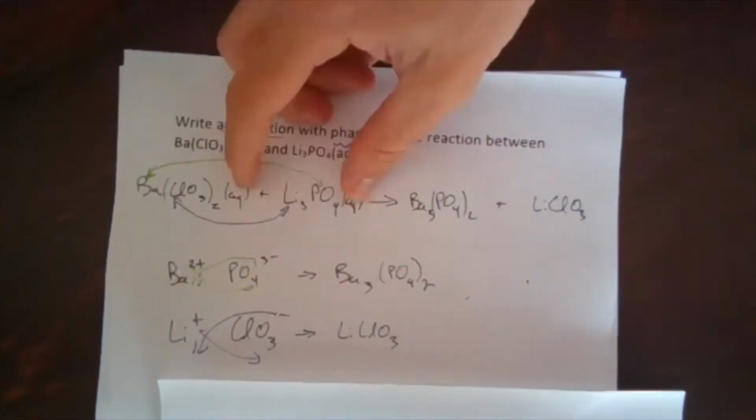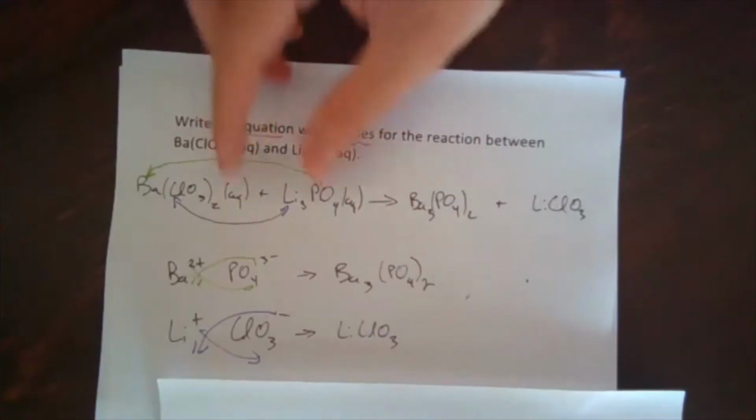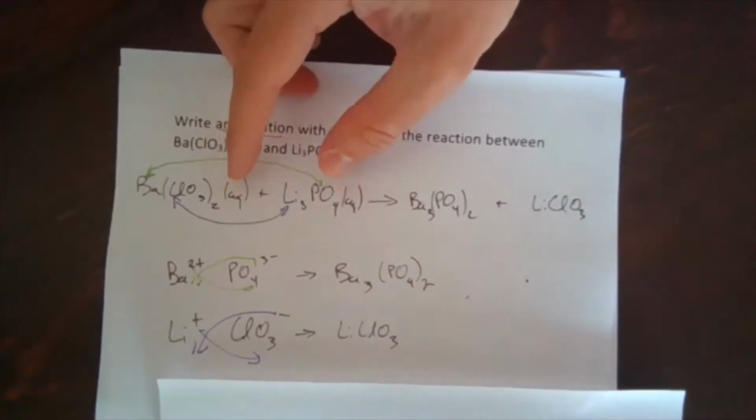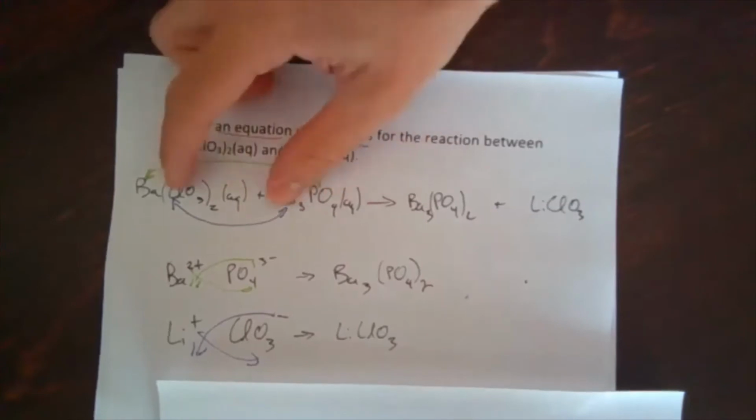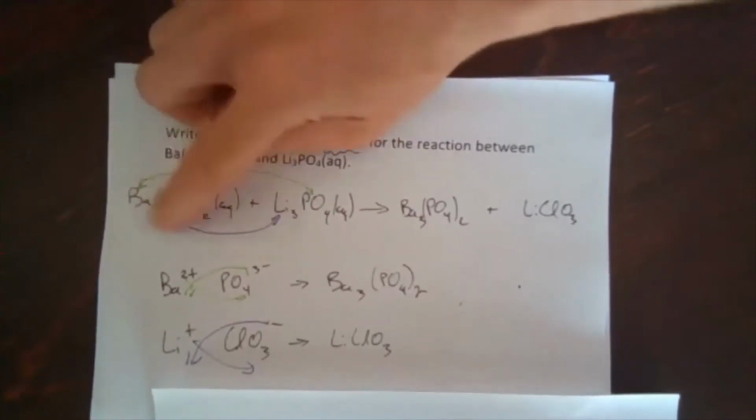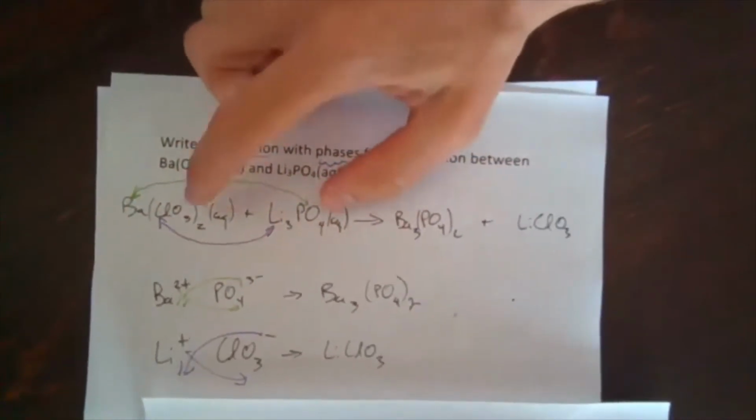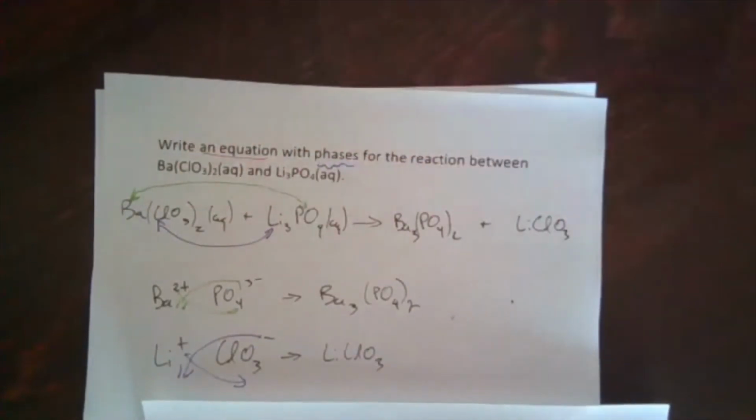We know that these are aqueous because we were told they were aqueous. You could figure it out. Sometimes you would need to figure it out. Generally, for these sorts of precipitation reactions, ionic plus ionic, everything's going to start aqueous, and then you're going to end potentially with something that's not aqueous.